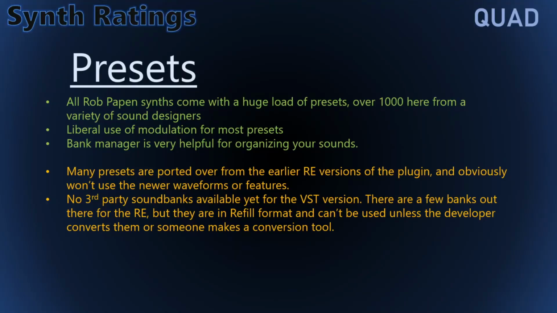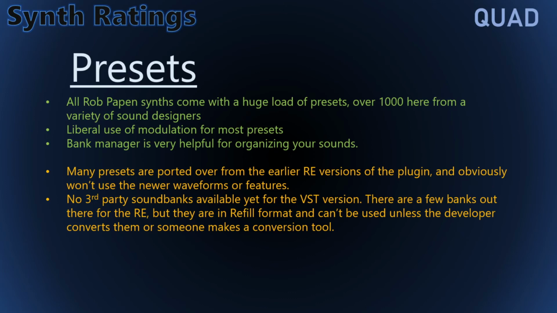Scoring the presets, we know that any Rob Papen synth will come with a big bunch of presets, and this is no exception. There are over 1,000 of them here, and that works out to less than 10 cents per preset if you look at it that way. Most of the presets have interesting modulations already set up, so you can control different aspects of the sound with your keyboard controls. And the bank manager is very helpful for organizing your sounds.